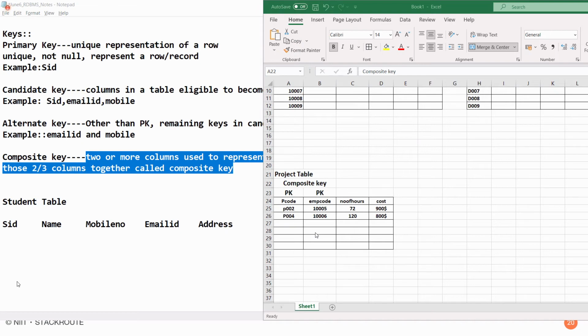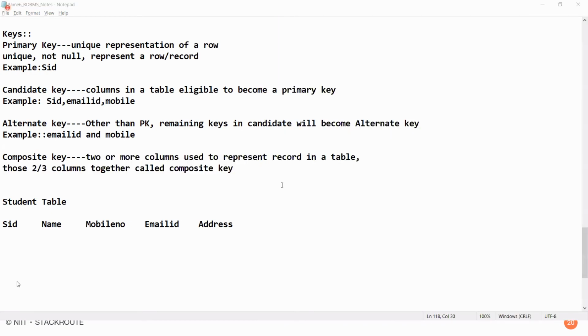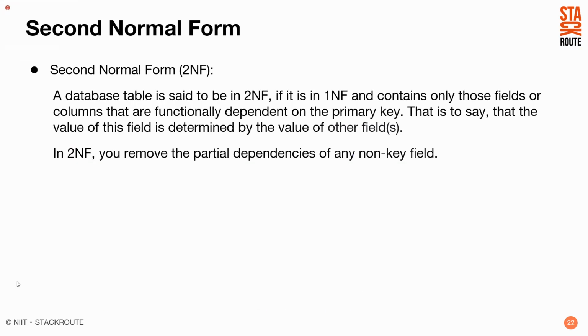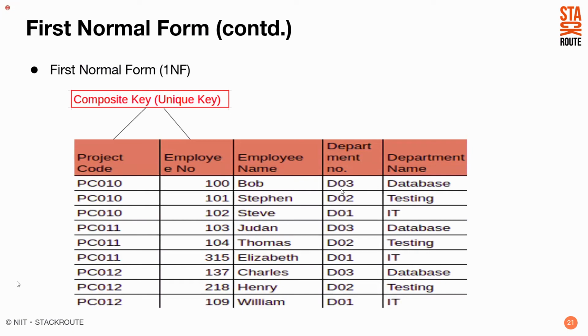I can use two columns to represent a record in a table. In such a situation, those two columns fall under a composite key. So that is what they are trying to say. First normal form should be atomic in nature. There should not be repetition of records. Each cell should have unique data and only one data. That is the rule of first normal form, atomic nature.